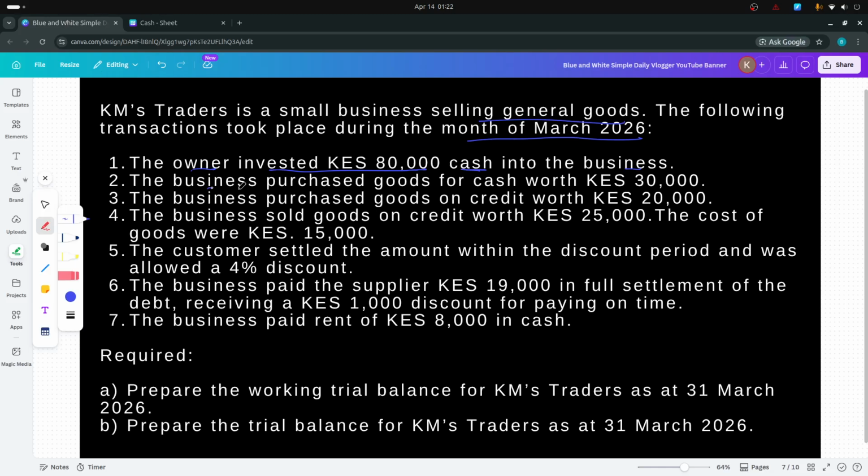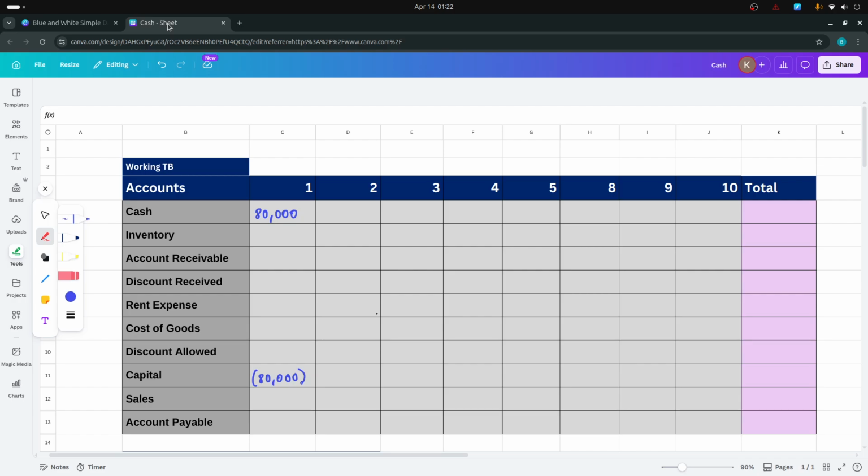The second, the business purchased goods for cash worth 30,000. So they go and buy goods worth 30,000. So first thing, you will notice they're going to pay in cash, so cash is going to reduce. How do you recognize a decrease to your cash account, which is an asset account? You credit that account. On the other end, they are going to be receiving goods worth 30,000. So you record this increase to your inventory account, which is also an asset account. And to recognize an increase to your asset account, you debit that account.